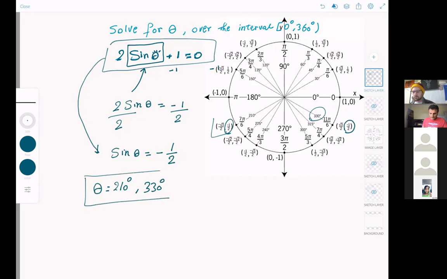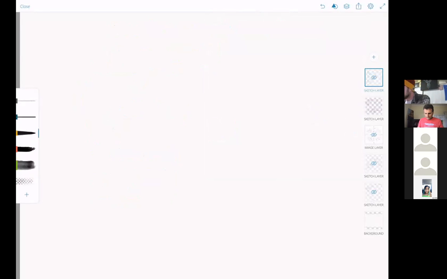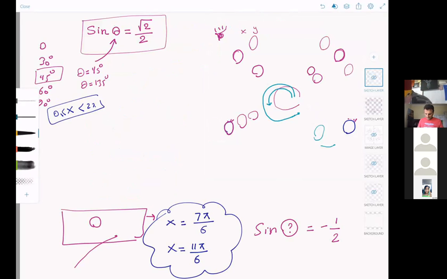Why did I leave it in degrees, not radians? Because when you see the question, they said 0 to 360 degrees. If they give us radians, your job is to give us radians. So on the computer, when you submit it, this is very important. Also, you need to put it in increasing order. All right. So in the previous question, 11 pi over 6. That's good.